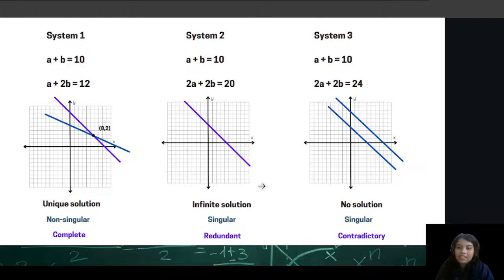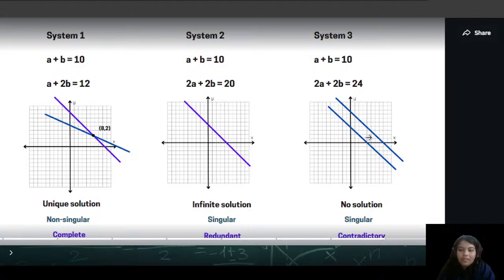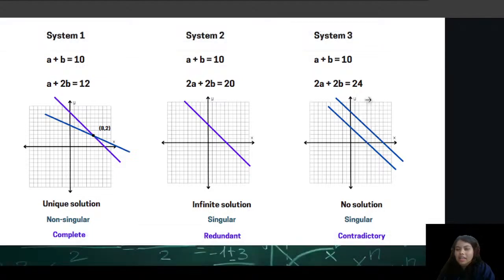Now for the last system, we can see that a plus b equal to 10, but we can see that there is repetition of a and b, but the output is different. We can see that there is no intersection or a unique solution like system 1. But we are getting an output, but we are not getting a relationship between them, so they are nothing but a state of two parallel lines.